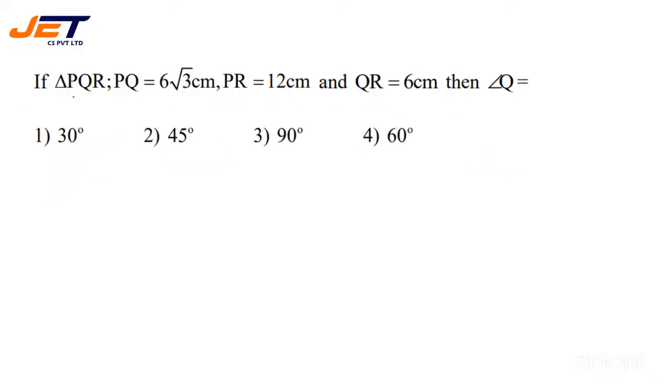In triangle PQR, PQ is 6 root 3 centimeter, PR is 12 centimeter, and QR is 6 centimeter. Then what is angle Q? So let's try this. Right. So this is the triangle. So in triangle PQR, PQ is 6 root 3, PR is 12, and QR is 6. Now they want the angle Q.